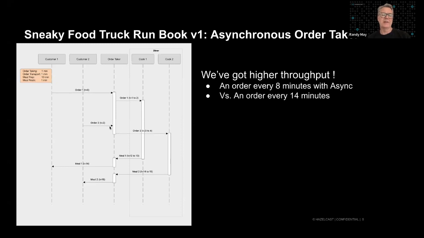Okay, so at minute 2, this second customer has placed their order and it's being cooked by minute 4. So the first order comes back in minute 14, just as before, but the second one comes back at minute 16. We got higher cook utilization, or higher CPU utilization, and the whole reason was because the order taker acted asynchronously.